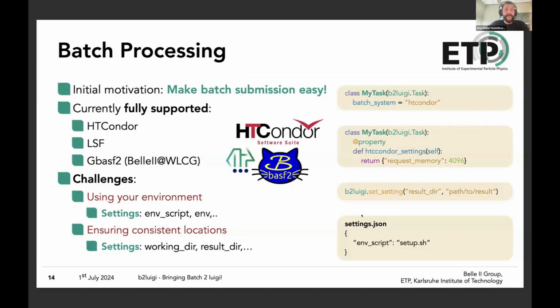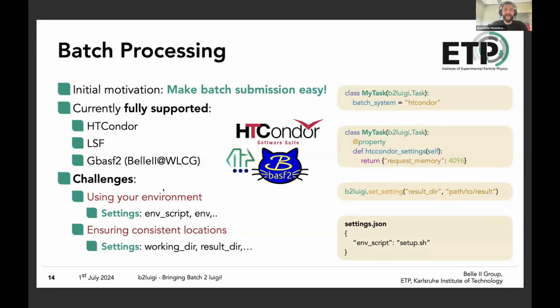Talking now also about a little bit of batch processing. The initial motivation of b2luigi was to make batch submission easier. And that's what was tried with very simple settings, like just a batch system attribute where you can use the name of the batch system. You can provide settings. This, of course, then depends on the batch system that you're using. And we currently fully support HTCondor and LSF, and b2, which is basically our submission tool from Belle II to submit to the VSCG.